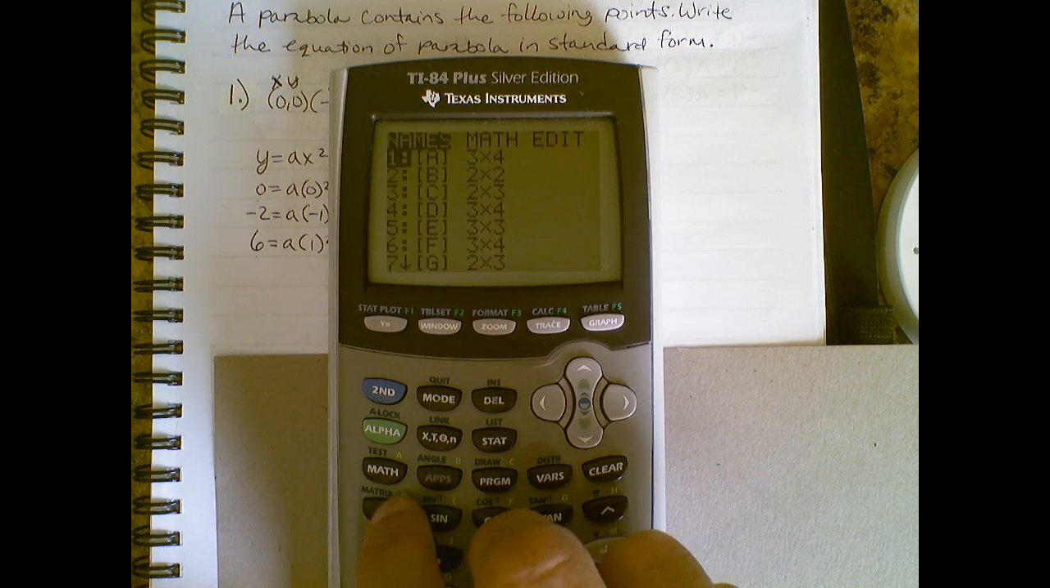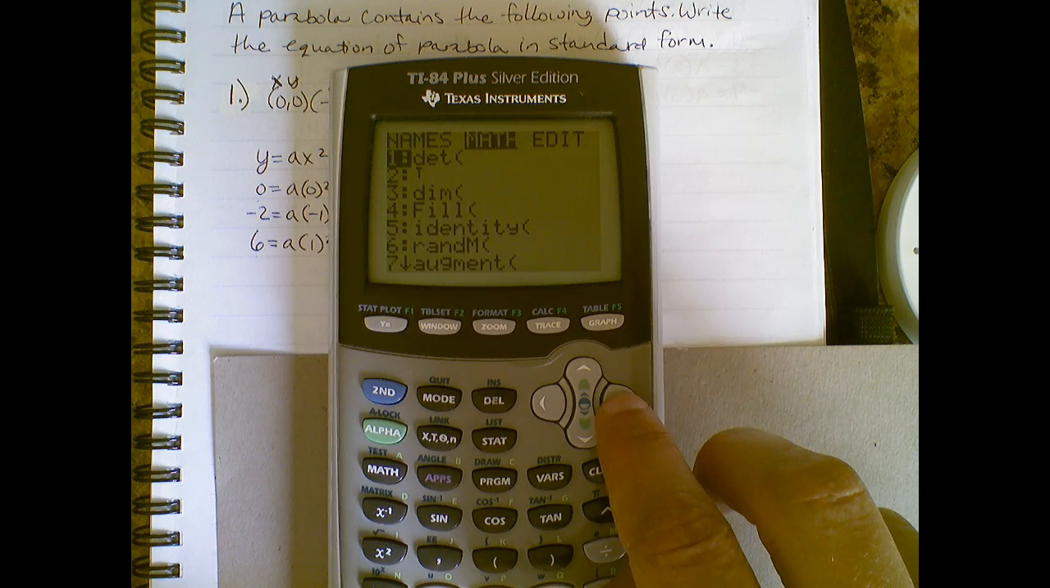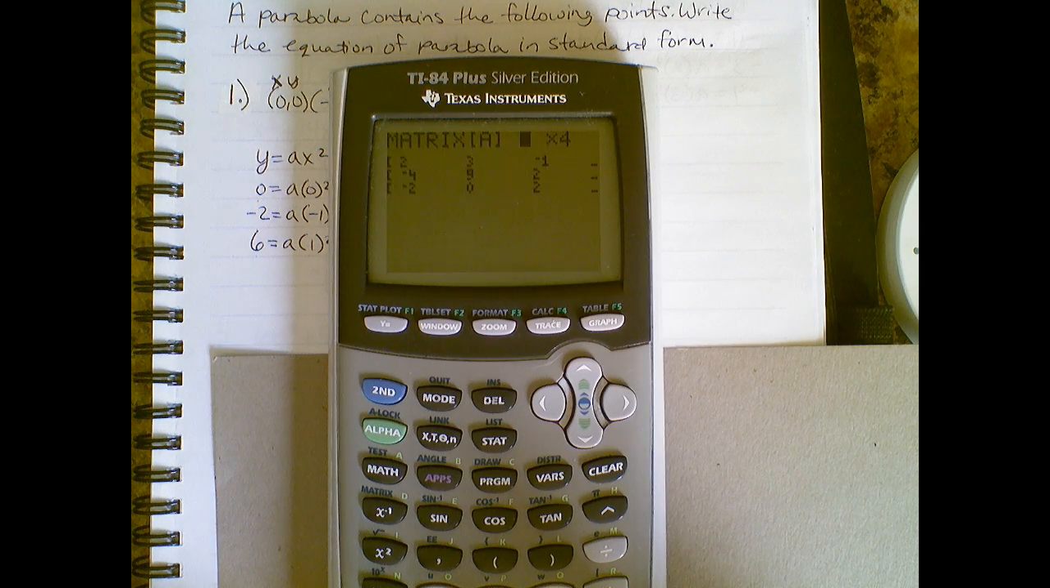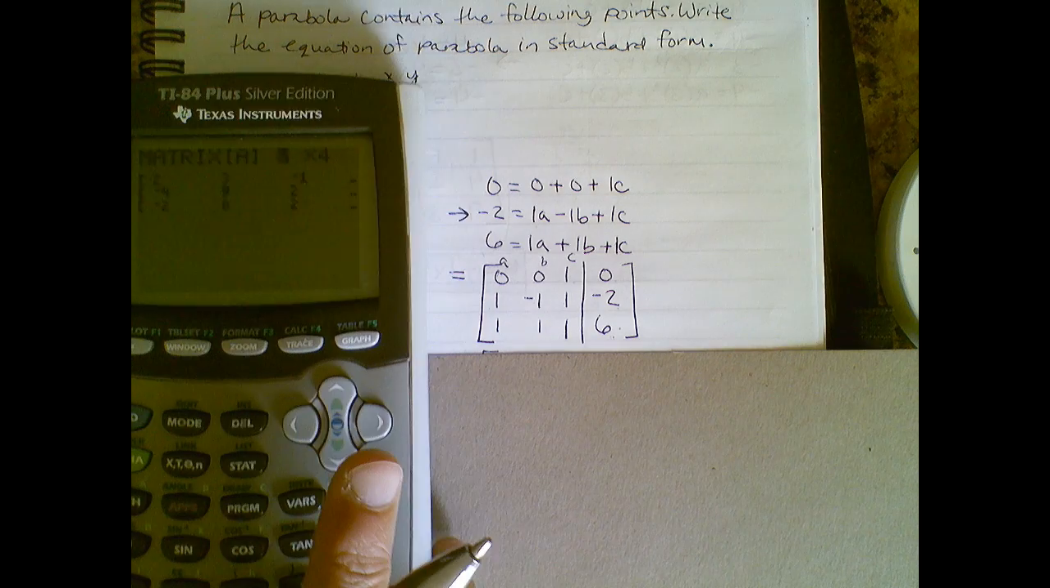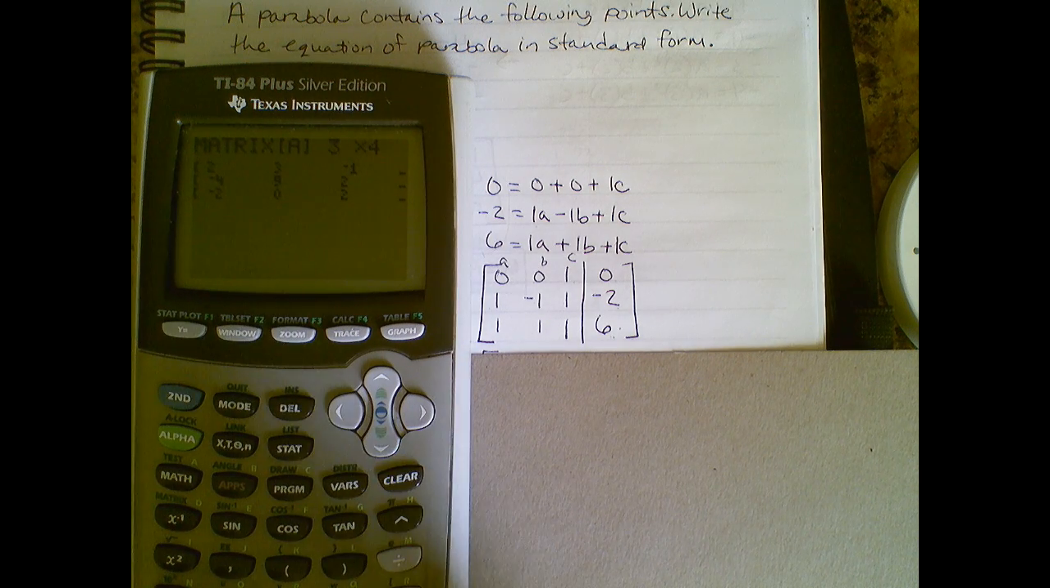So to do that, I'm going to go to second matrix. I'm going to go over to the third column, which is edit, click enter, and then I'm going to click that it's a 3x4. I'm going to type in all these numbers. After each number, I'm typing in enter to go to the next spot.